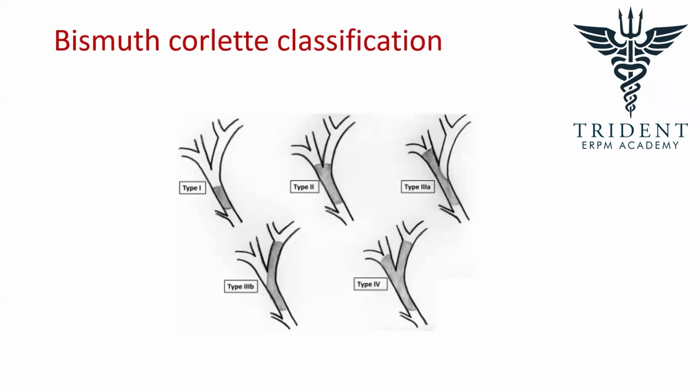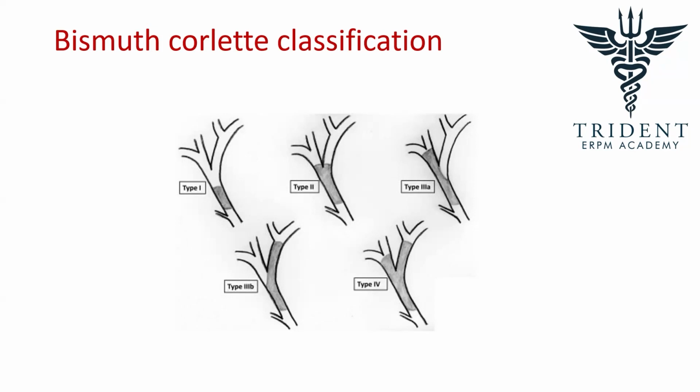When it comes to the Bismuth classification, as you can see, type 1 is the tumor below the confluence of the left and right hepatic ducts, whereas in type 2 the tumor reaches the confluence of the left and right hepatic ducts. In type 3A, the tumor involves the confluence and the right hepatic duct. In type 3B, the tumor involves the confluence and the left hepatic duct. In type 4, the tumor involves the confluence and both the left and right hepatic ducts.